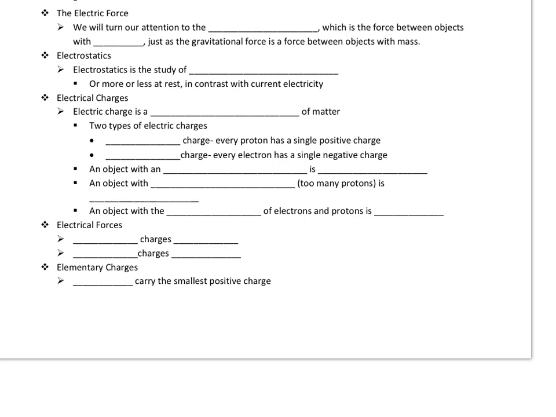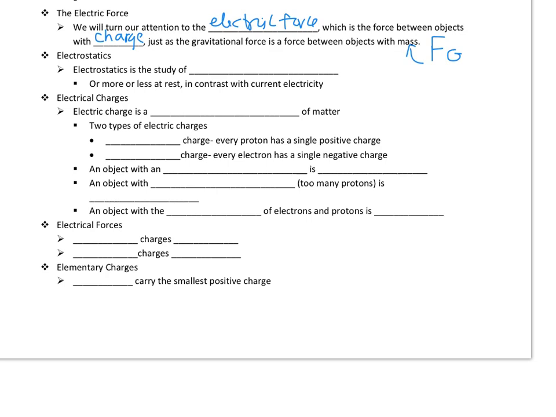We're going to be looking at electrostatics, and in order to start with electrostatics, we want to look at the electric force. So we're going to turn our attention to the electric force, which is the force between objects with charge. So if you think back to gravitational force, that's the F big G. This is the force between objects with mass. The electric force is the force between objects with charge. Electrostatics is the study of electric charge at rest.